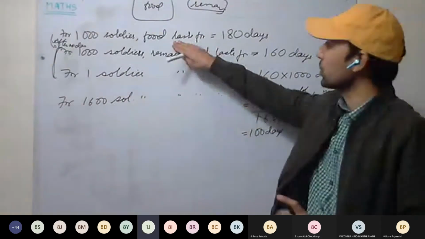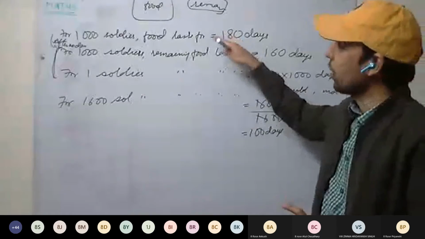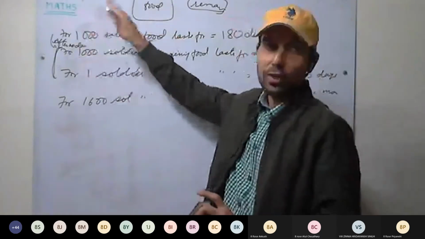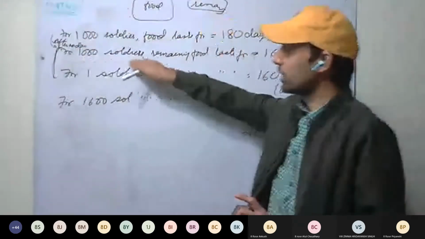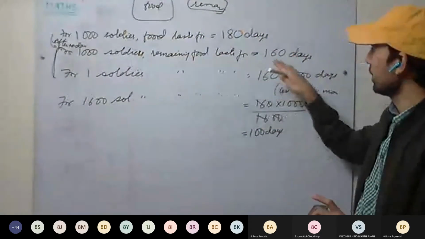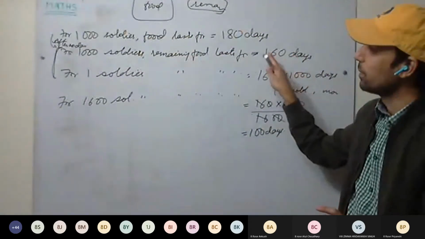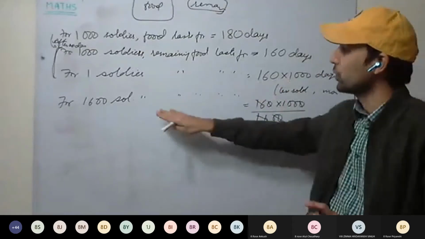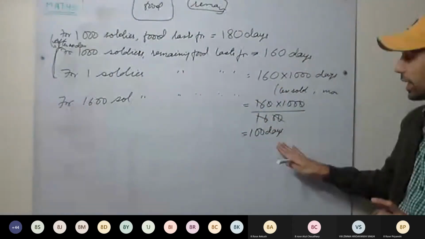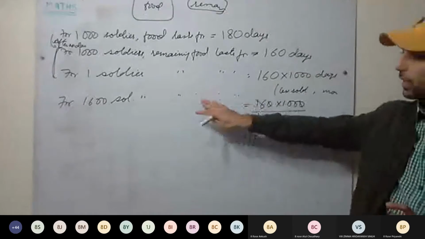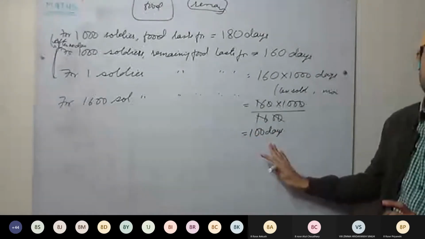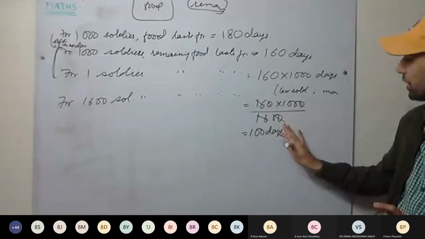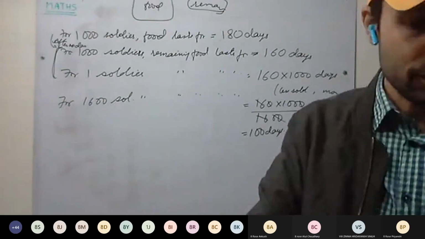So what we did: 1000 soldiers would last for 180 days. Now after 20 days, they have already eaten for 20 days. So after 20 days, what is the situation? It will last for 160 days. So for one soldier this much, and for 1600 soldiers, we divide and get 100 days. Because soldiers increased, number of days decreased. Answer must be fewer days, therefore we divide. Okay, do the next one.